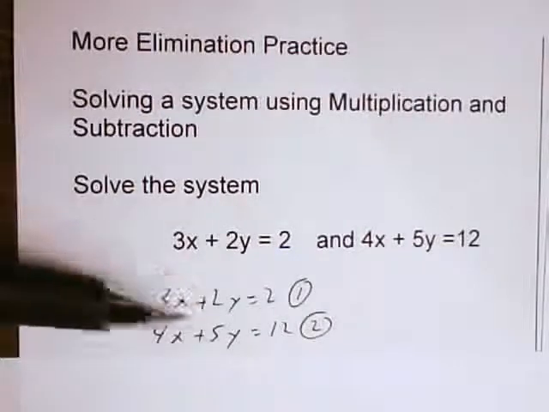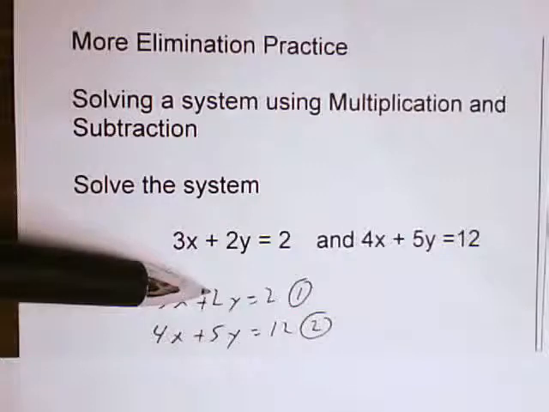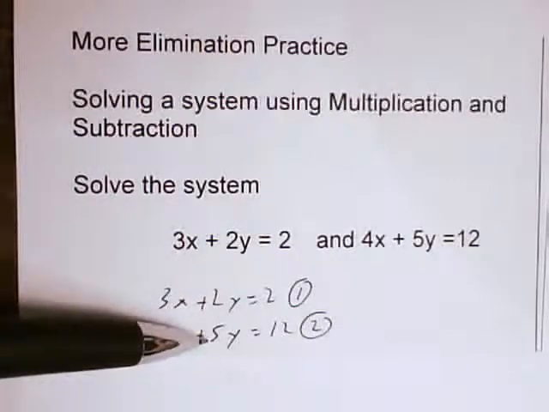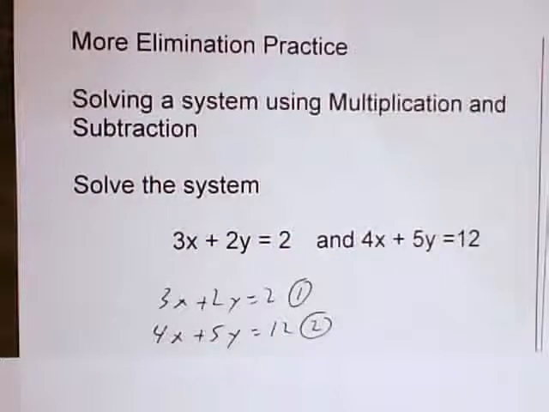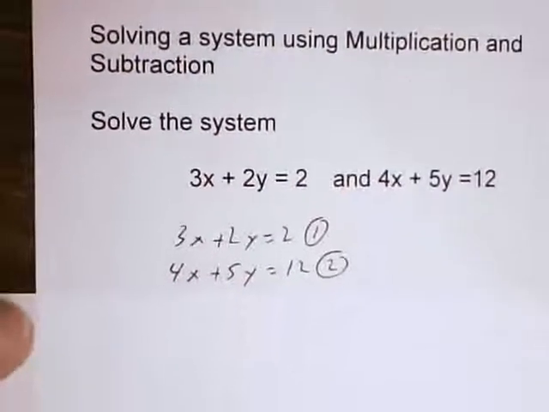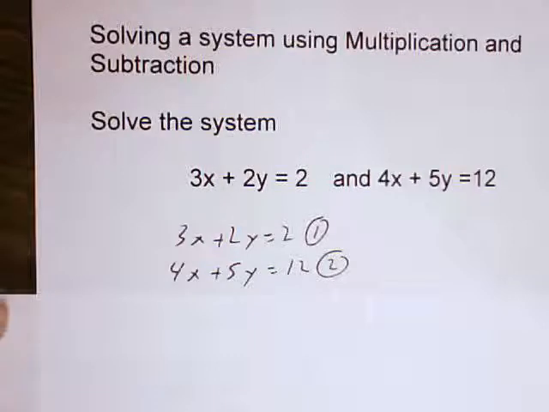Alternatively, I could look at the 2 and the 5. I could multiply this equation by 5, that would give me a 10y, and I could multiply this equation by 2 to give me a 10y, and I could eliminate y. I'm going to choose to do x. So I'm going to multiply the first equation by 4 and the second equation by 3. I'm going to multiply every term by that number.